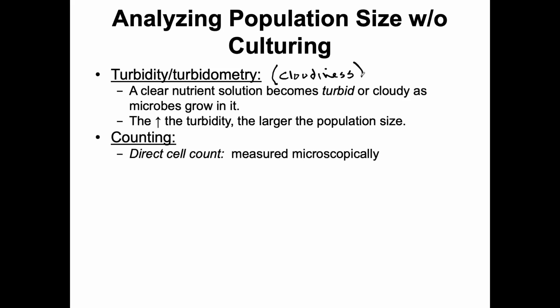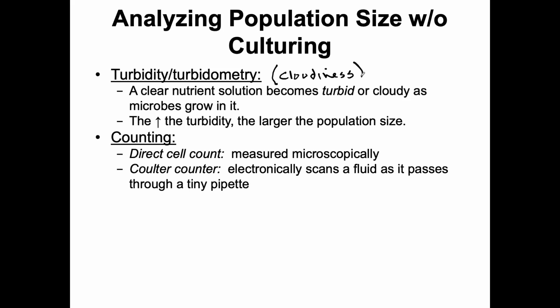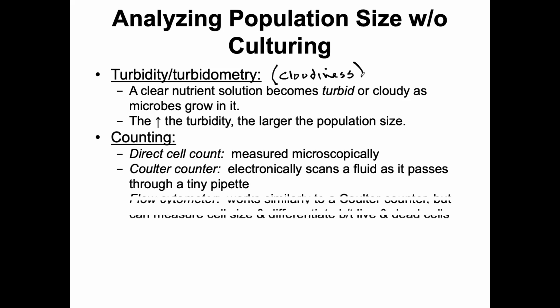And then there's counting, where we actually take a little bit of the media and we put it under a microscope and we stain it, and then we count the cells, and then we calculate how many were actually in the container from that count. A Coulter counter is going to do this electronically, right? While direct count uses a microscope, your eyeballs, and a clicker. A flow cytometer is like a Coulter counter, but it can measure cell size and it can tell live cells from dead ones. So that's kind of nice because that gives you a more accurate idea of what's alive in the culture at any particular time.